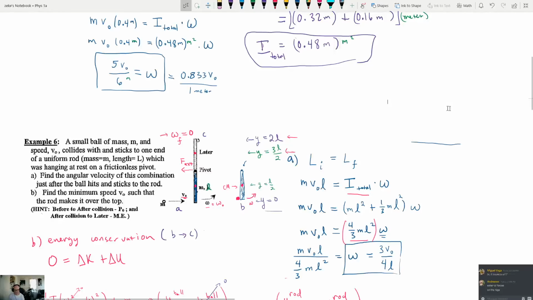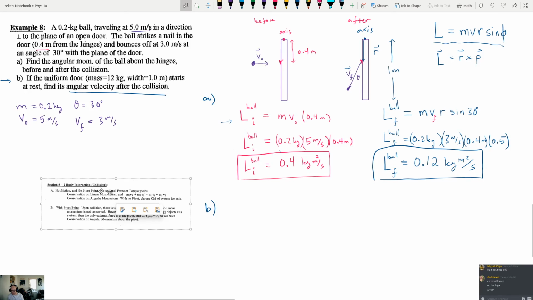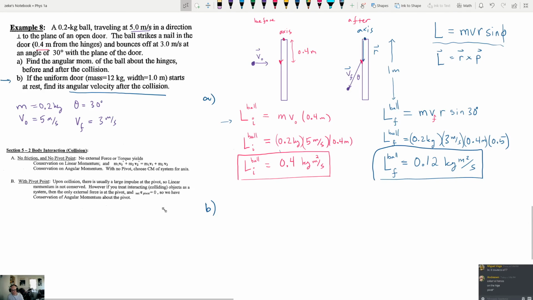Because there's a pivot, I'm just going to grab this thing again, because I think it always helps to keep looking at this and reminding ourselves what it says so that you're not getting lost in the difference between these problems. So when you have a pivot point, there's a large impulse at the pivot, so linear momentum is not conserved. That means that all we can do is this: conservation of angular momentum about the pivot. The only external force is at the pivot, which means that there's no torque about the pivot, because if there were external torques, then angular momentum wouldn't be conserved. But in this case, angular momentum is conserved about the pivot. But that's all we can do.